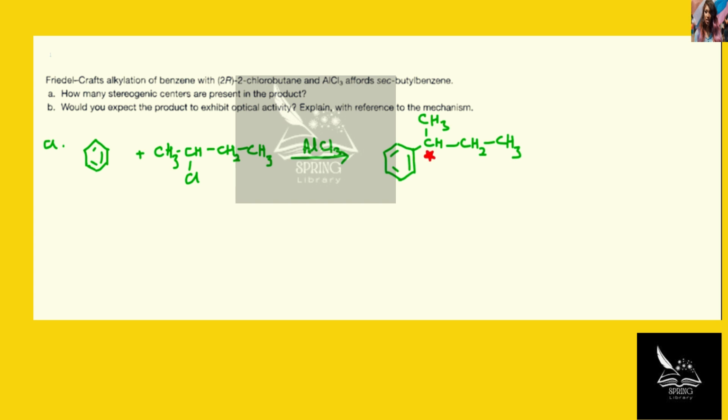A stereogenic center is that carbon where all four valencies are satisfied by different groups. So here one is this phenyl group, then a methyl group, then hydrogen, and then an ethyl group. That is why only one stereogenic center is present in the molecule. So this is the A part.